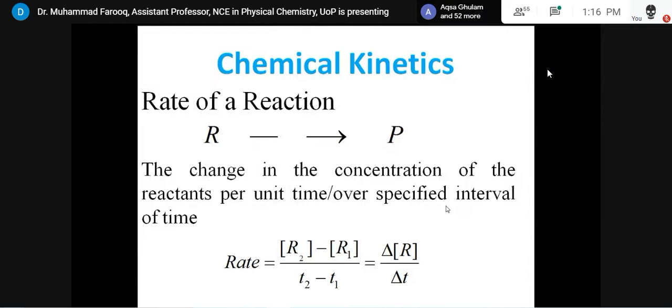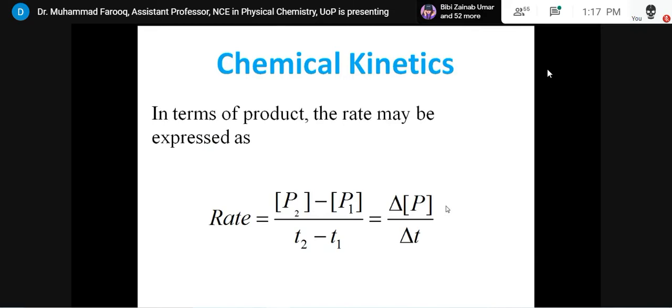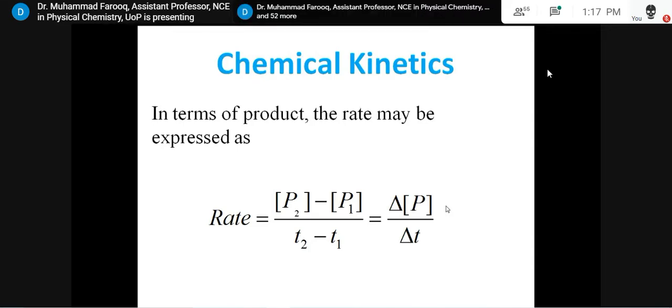If we divide the change in the concentration of the reactant by time, we get the change in the concentration of the reactants per unit time. You can see our specified interval of time is T2 minus T1. So this is called the rate of reaction. If we have the product, we write P2 for T2 and P1 for T1. So the change in the concentration of the products with respect to time we call the rate of the reaction.